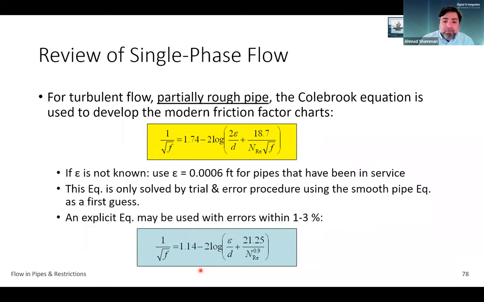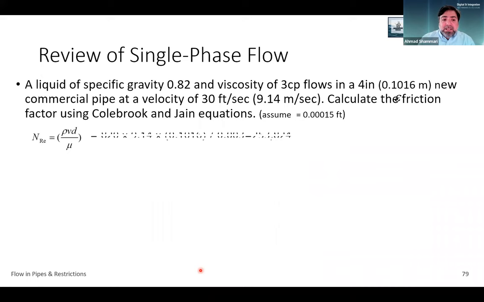So now, this is an example. A liquid of specific gravity 0.82 and viscosity of 3 centipoise flows in a 4-inch pipe, or 0.1016 meter.